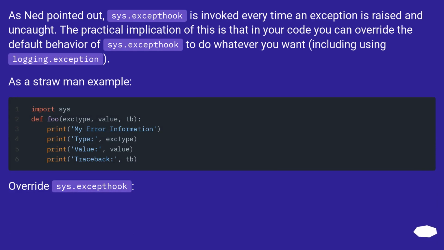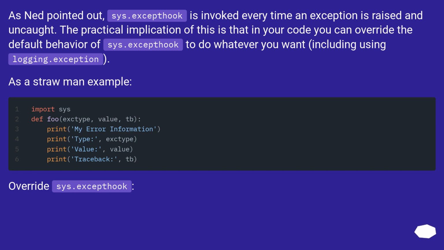As Ned pointed out, sys.excepthook is invoked every time an exception is raised and uncaught. The practical implication of this is that in your code you can override the default behavior of sys.excepthook to do whatever you want, including using logging.exception.